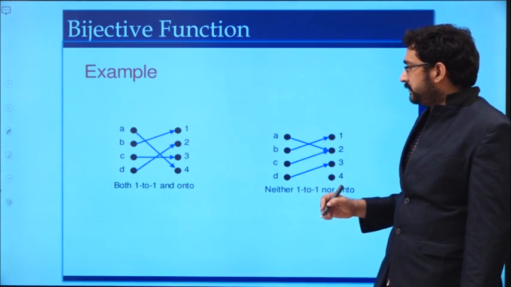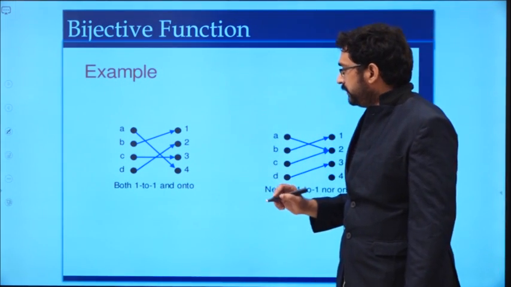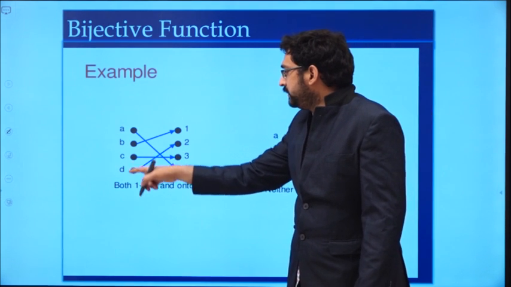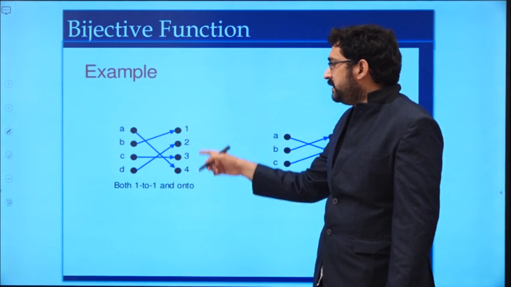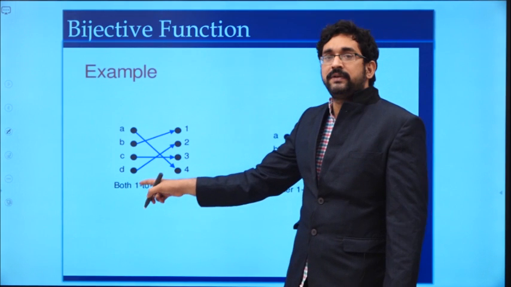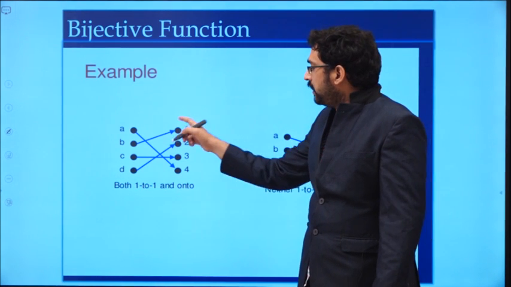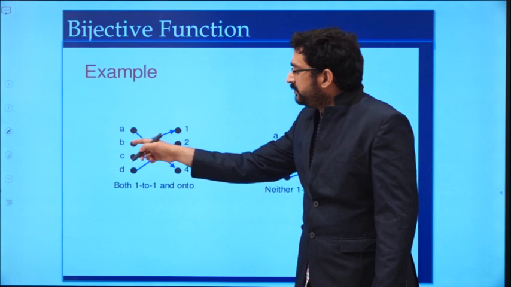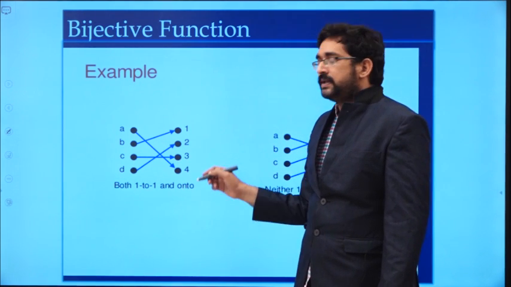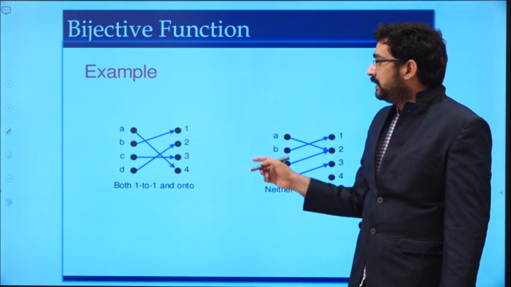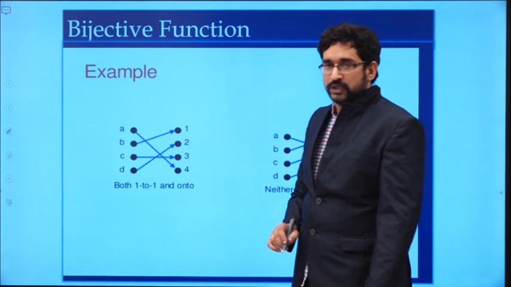Here is another example. This is also one-to-one because distinct elements in the domain are mapped to distinct elements in the codomain. That's why this is one-to-one. As all elements in the codomain are having mapping from the domain, this satisfies onto also. Hence, this is a bijective function.